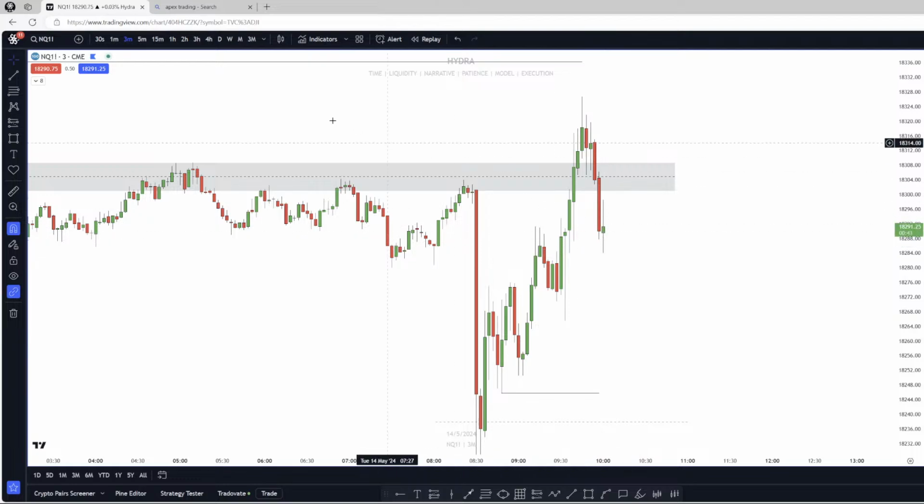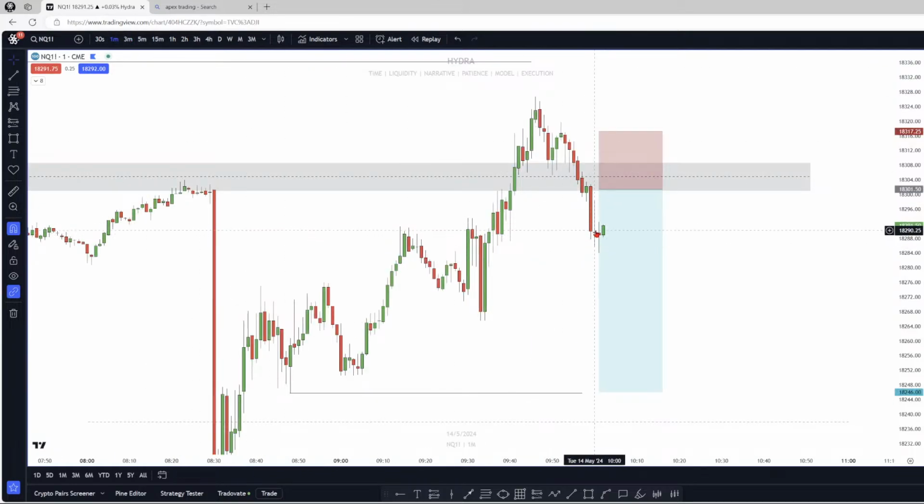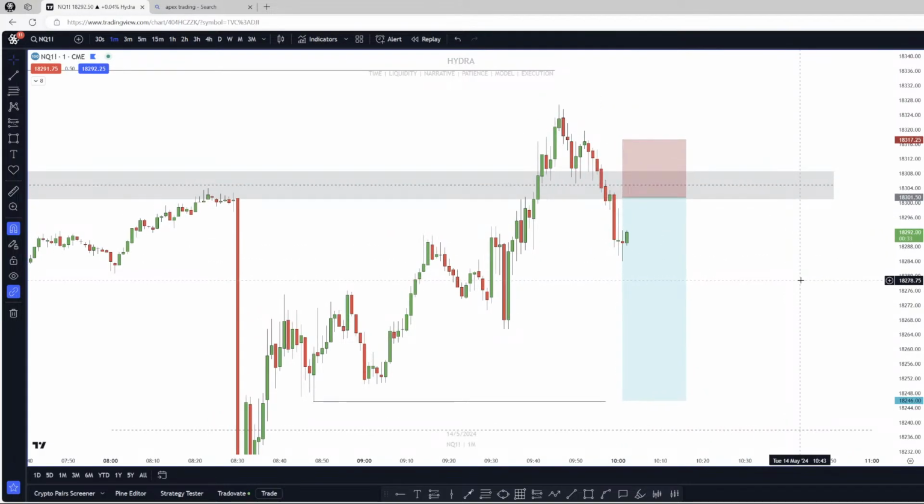What's the name of this candle? Isn't it dodgy, this one? When we have like a very small body. What do we call these candles? Does anybody know?